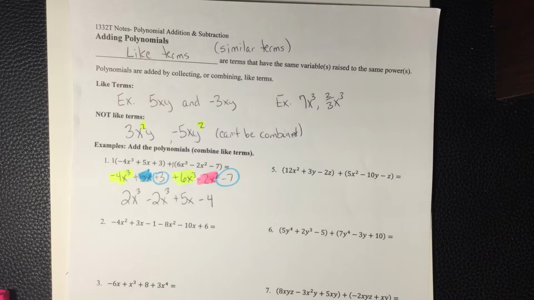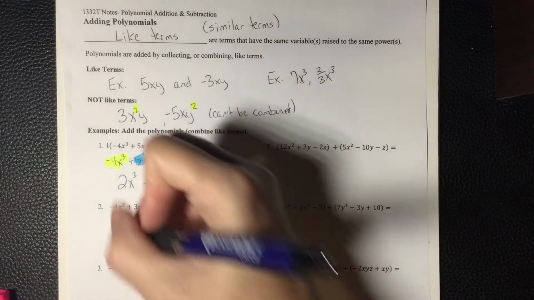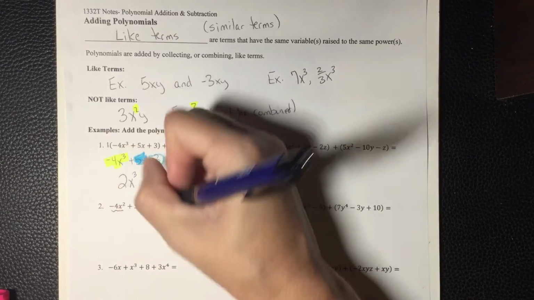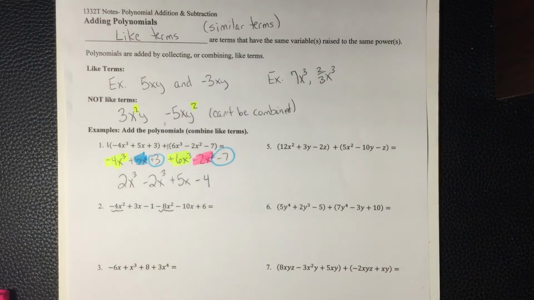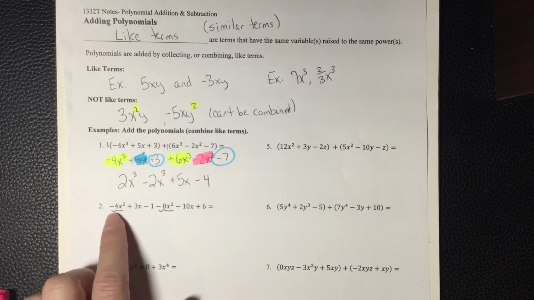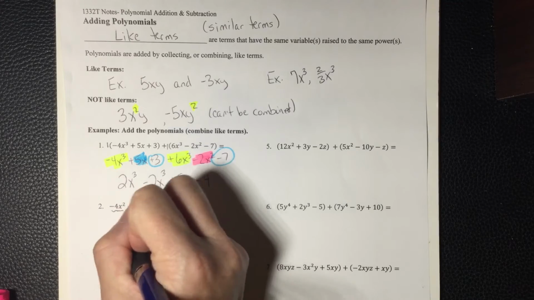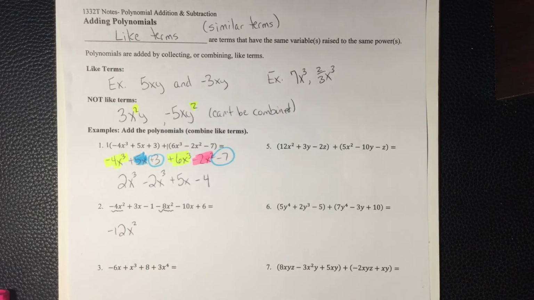All right, so if we look at number 2, it's the same thing. They just went ahead and took care of the parentheses, so the parentheses are gone. So we're going to start by looking for common terms. I tend to start with the biggest x. I'm going to start with the x squared. Notice we have a negative 4 and a negative 8. So I'm going to add those to get negative 12, and I'm going to keep the x squared.